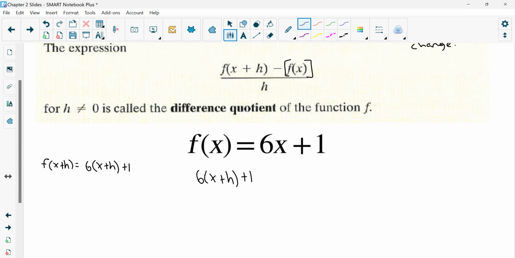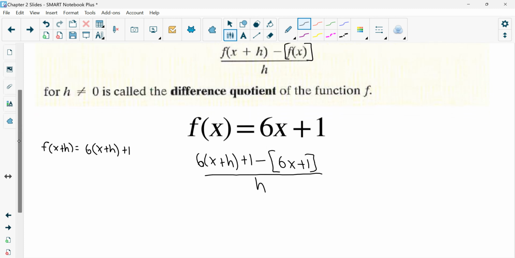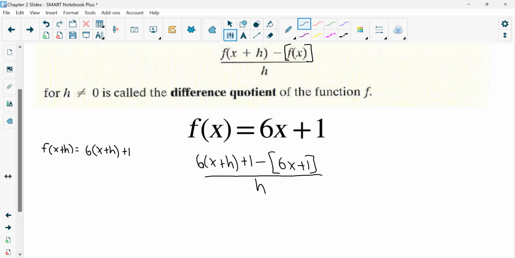Then I'm subtracting the f of x function. The f of x function is 6x plus 1. Notice how I put that whole function in brackets, because I'm subtracting that whole function. And then we're dividing that whole thing by h. All right, so we're just simplifying that whole thing. Okay? We're not solving anything. There's no equal sign. Notice there's no equal sign in this thing. So we're just simplifying it.